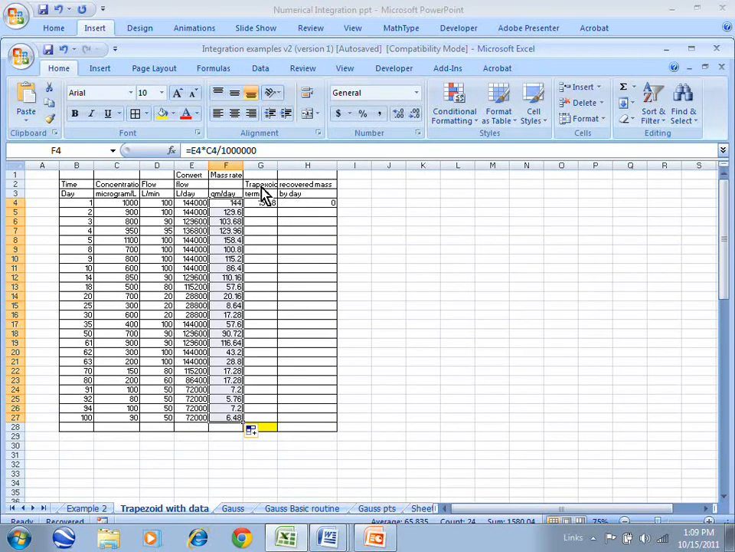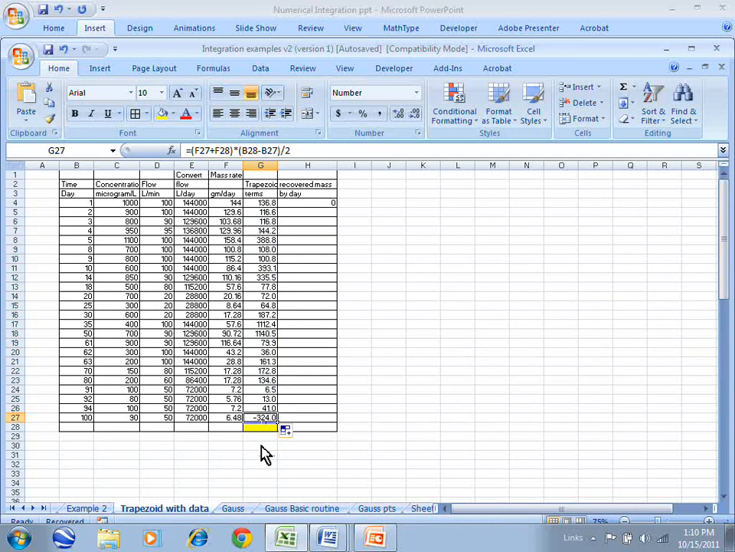So the terms in the trapezoid, it should be trapezoid method, the first term is calculated here, and this is f of x, so it's the average of these two terms, so f4 plus f5 divided by 2 times the difference in that time to that time. Okay, so that's the first term, and we can also copy that down, and we'll copy it down to there. We won't copy it to this last point. Well, let's see what happens if we do.